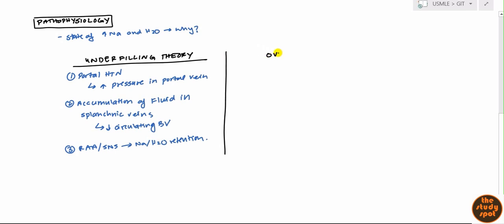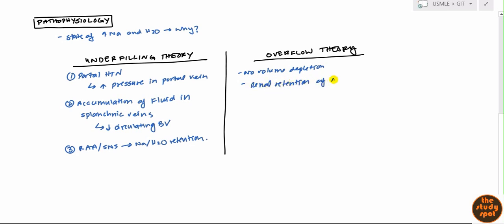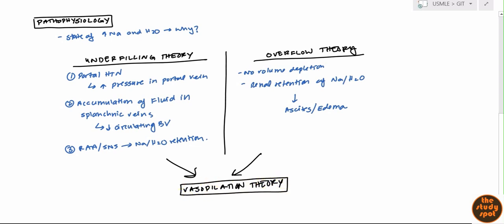Another theory is called the overflow theory. In the overflow theory, there actually is no volume depletion, but for some reason the body thinks there is volume depletion, and so there will just be renal retention of sodium and water. This is kind of blaming the kidneys for the whole problem. When you get this renal retention, you're going to get ascites and even edema. Now, the current theory out there is called the arterial vasodilation theory, and this combines both theories together. It's a really nice theory in that it can explain much more. So how have both these theories come together?